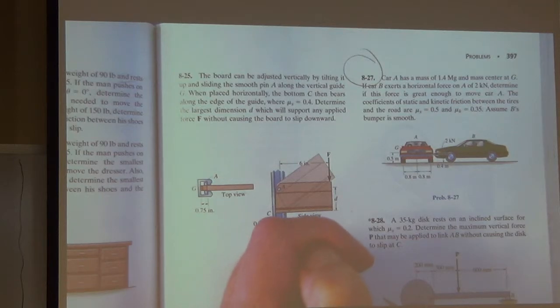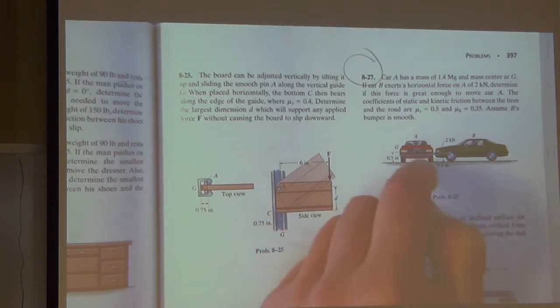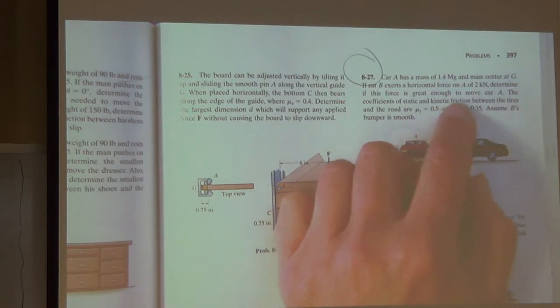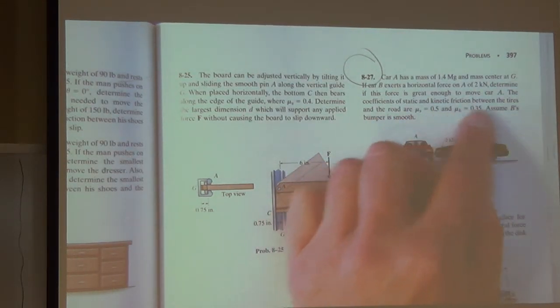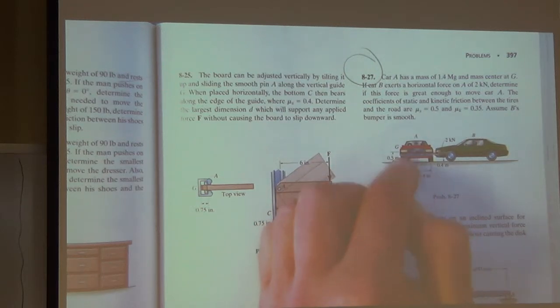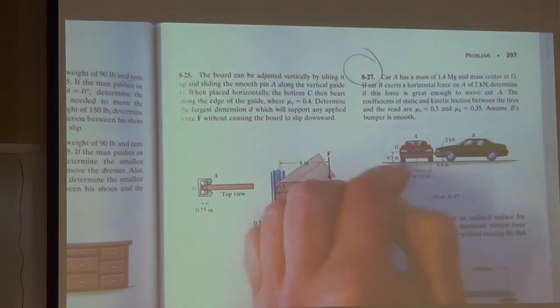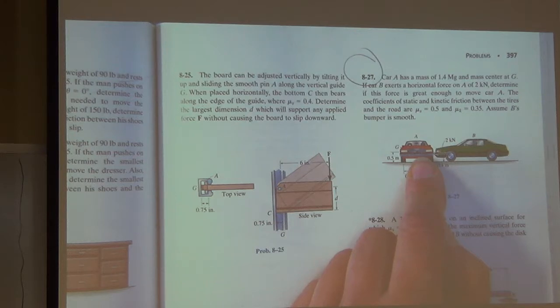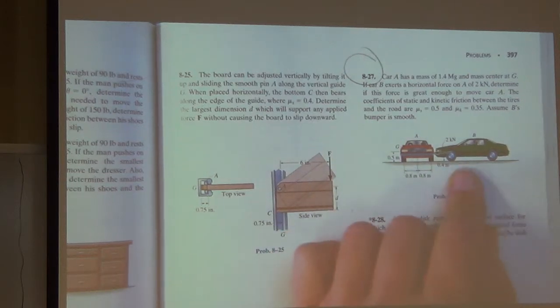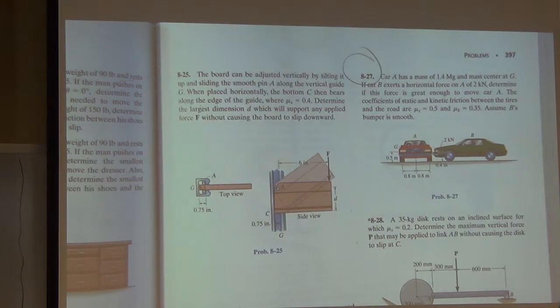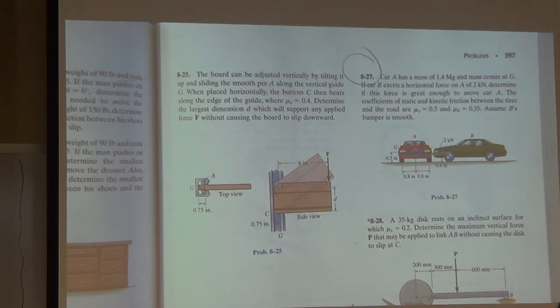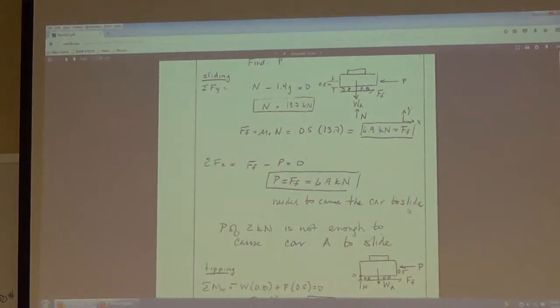What are you going to draw a free body diagram of? Car A. That's the question. Coefficient of static and kinetic friction between the tires and the road. Assume, so you have a weight, you have the frictional force, because if A moves, which way is it going? To the left. To the left, so the frictional force has got to go to the right. 27. So here's the car, here's the P coming in, the frictional force. I got a frictional force is equal to this. So P is 6.9 kilonewtons to cause the car to slide.